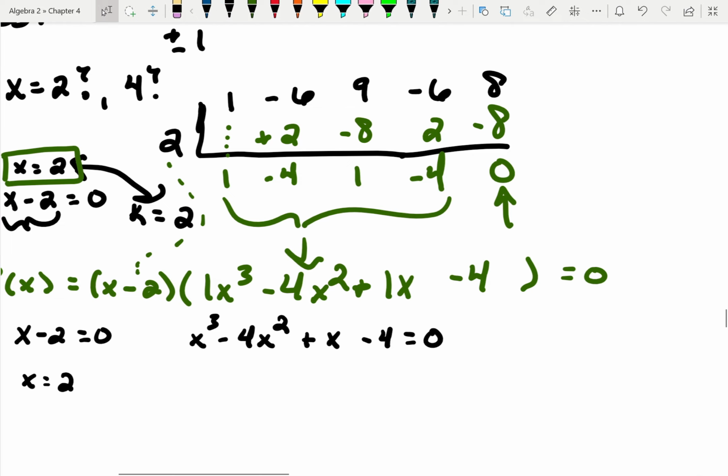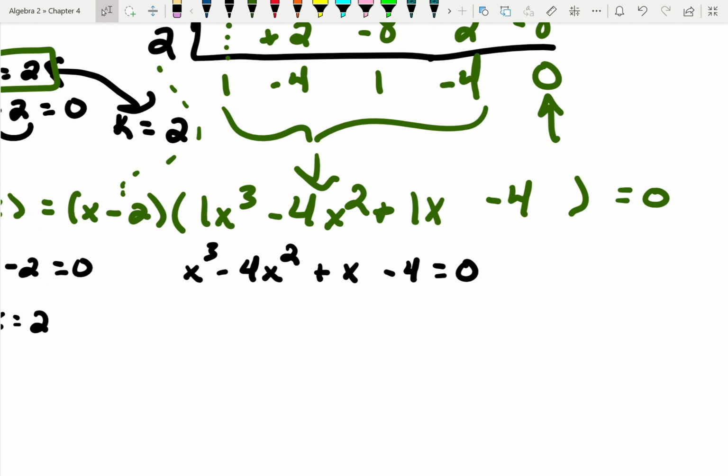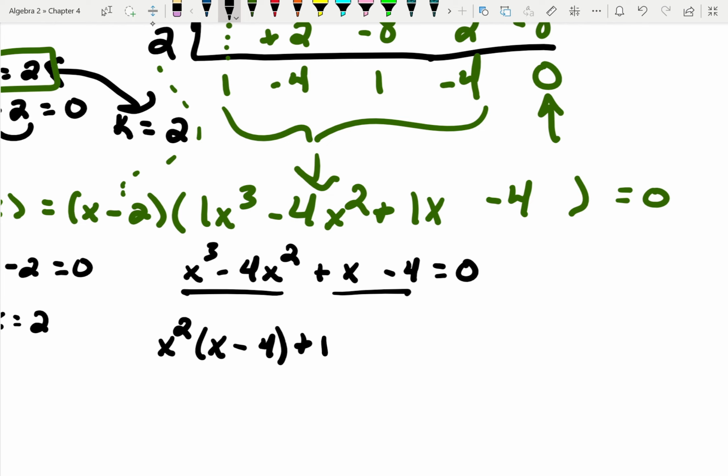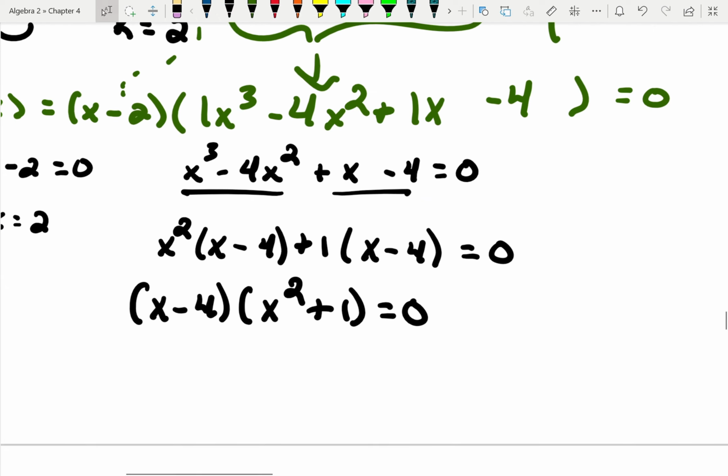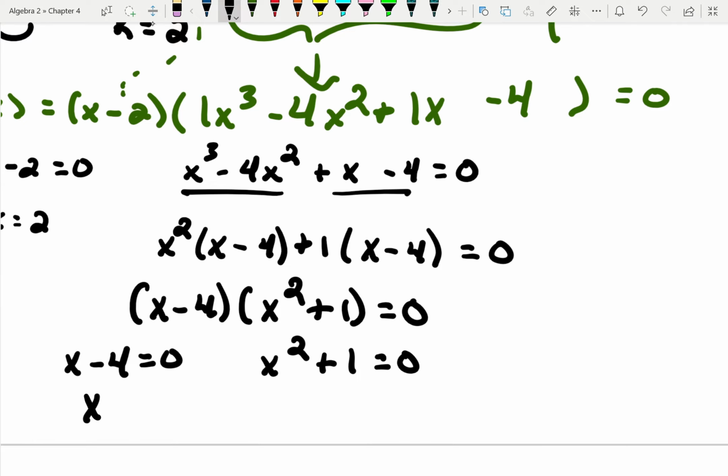Now I want to look at my other piece. Now this is a 4-term polynomial, and we do know ways to factor that. We can use probably factoring by grouping. So I'm going to look at my first 2 and my last 2. The first ones I can pull out an x squared, and I'm left with minus 4. The other ones I can just pull out a 1, and I'm left with x minus 4. So I have x minus 4, and then x squared plus 1. So I have x minus 4 equals 0, and then x squared plus 1 equals 0. On the left, I get x equals 4.